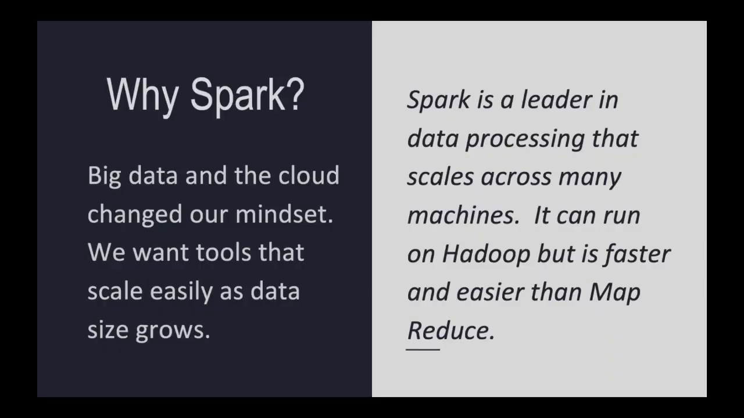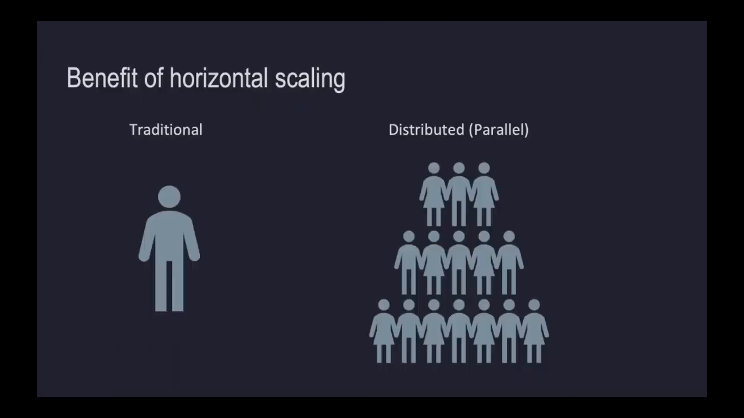So we're using Spark. Why are we using Spark? This is going to be the high level view. And I think, since we have so many questions, I'm going to breeze through this a little bit. Spark is a leader in data processing that scales across many machines. It is easier to use than the MapReduce API, and because it leverages memory heavily, it is faster than the MapReduce API in most use cases.